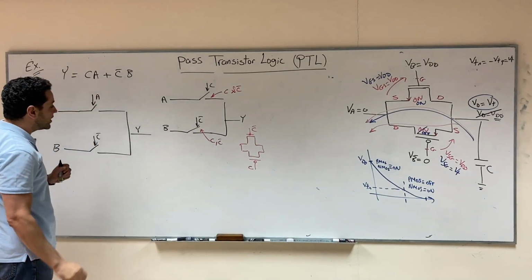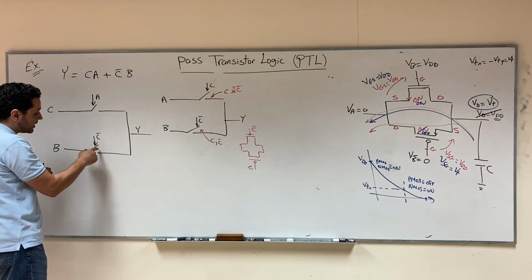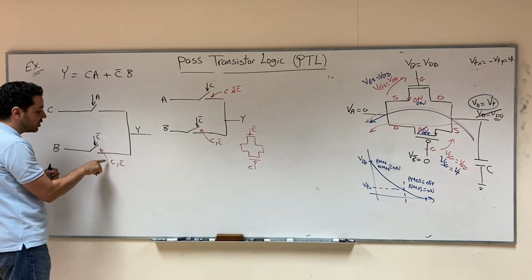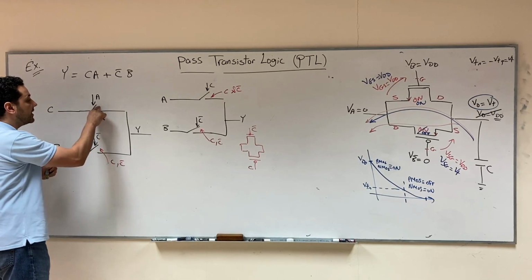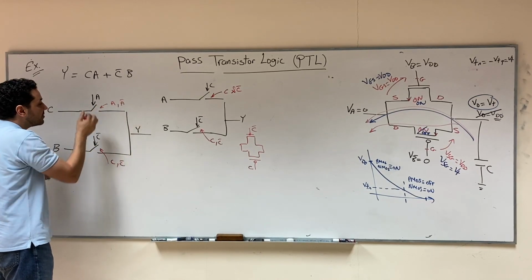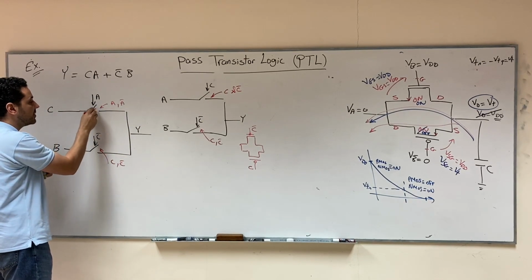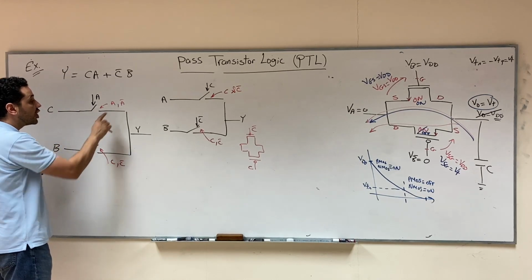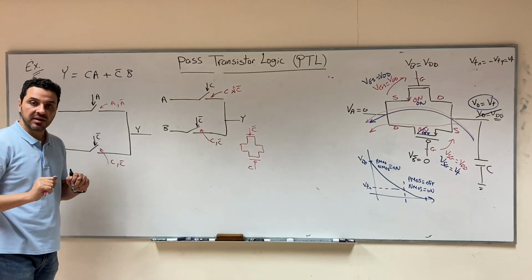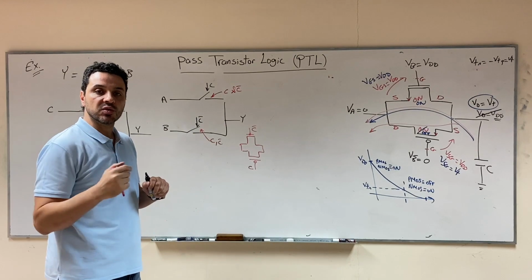But here in this implementation, I claim that this is not efficient. Why? Because in order to control this switch, you need C and C bar. You need C bar to go to the n-mos and C to go to the p-mos. And in order to control this switch, you will need A and A bar. Why? Because A will go to the n-mos and A bar will go to the p-mos. This switch will be implemented using an n-mos and p-mos. So you will need to invert A and you will need to invert C. So you will need one more inverter here, which means you will need two more transistors to invert A.